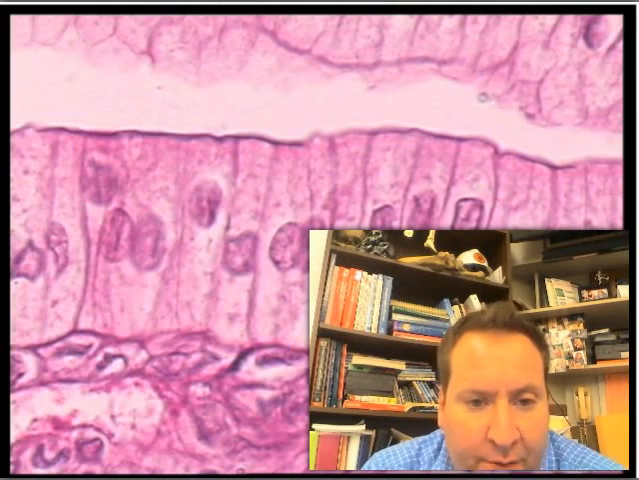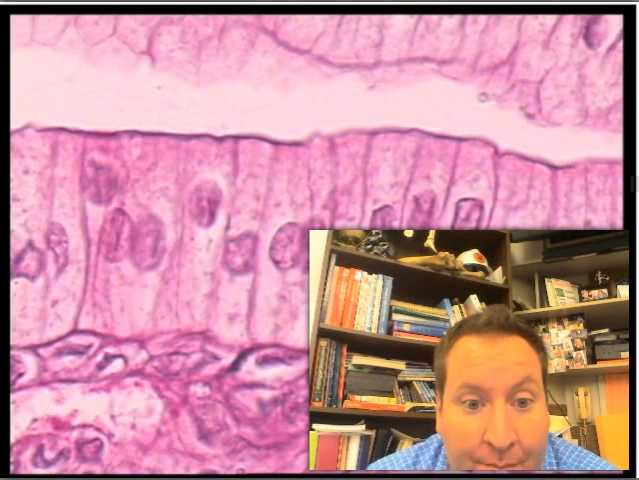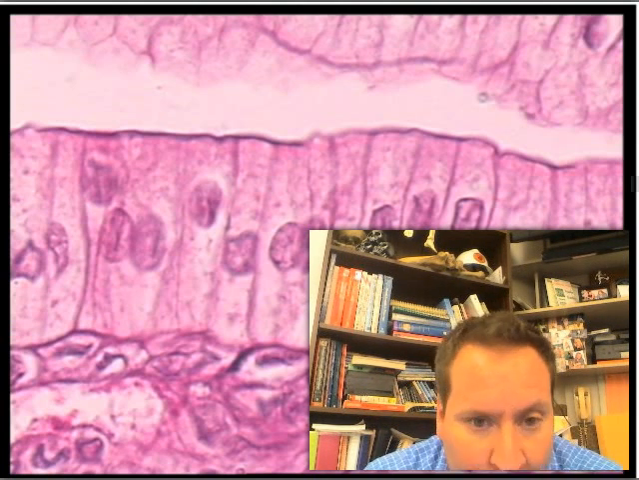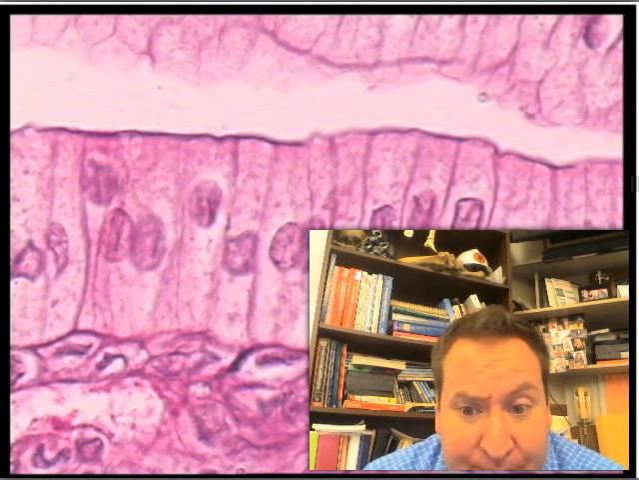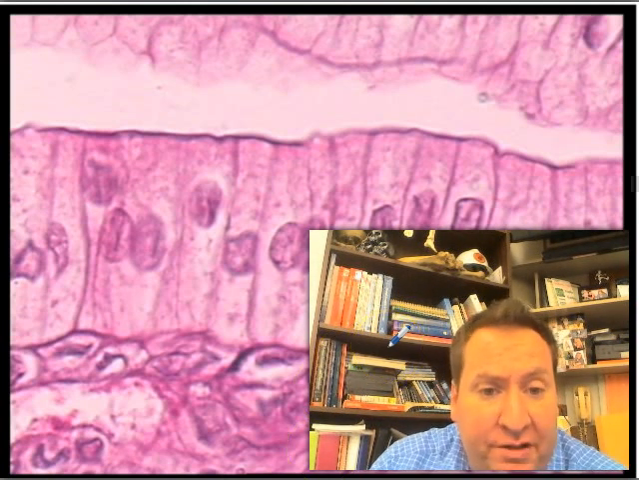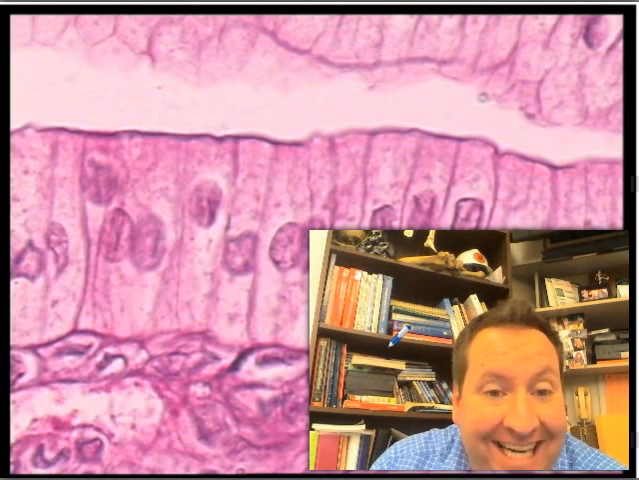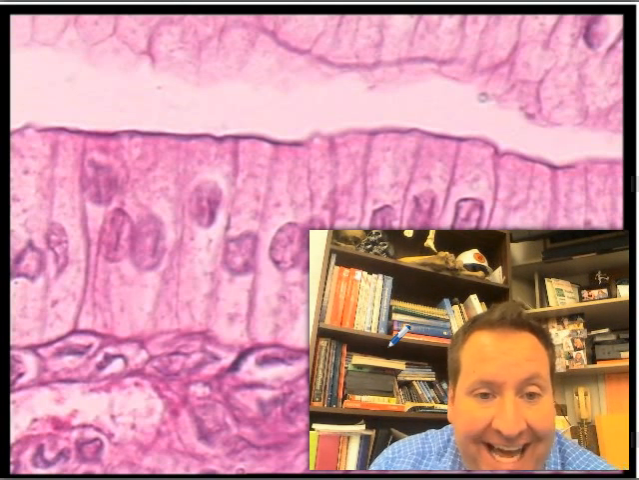So the first thing that we're going to do, guys, is talk a little bit about the four major tissue types that we have. We have epithelial tissue, connective tissue, muscular tissue, and then we have nervous tissue. This picture that you're looking at is epithelial tissue. Epithelial tissue is going to cover and line things. It's going to protect. That's the major purpose that it has.